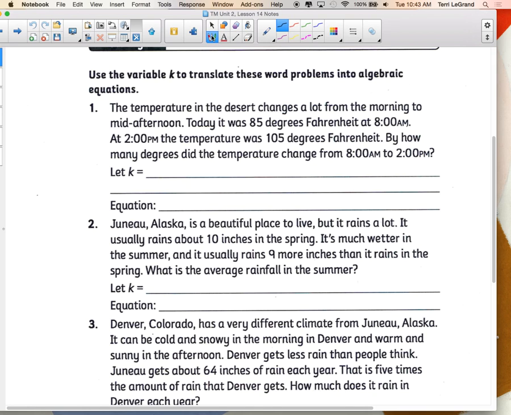Let's take some time to just talk about what's going on in this problem. So, in the morning, is it cooler or warmer? It's cooler. And in the afternoon, it got hotter. So the temperature did what? It increased. It went up, didn't it? Okay. What's the question they're asking us? What do they want us to do? What's the unknown?